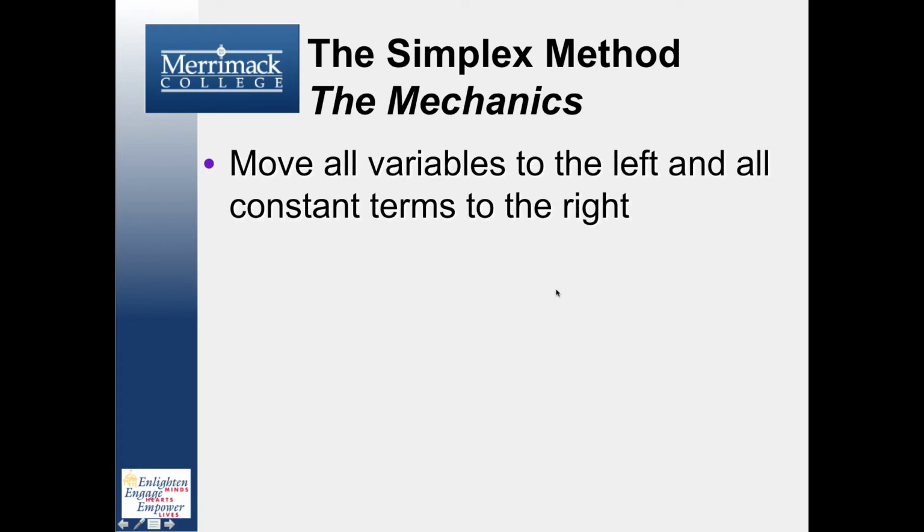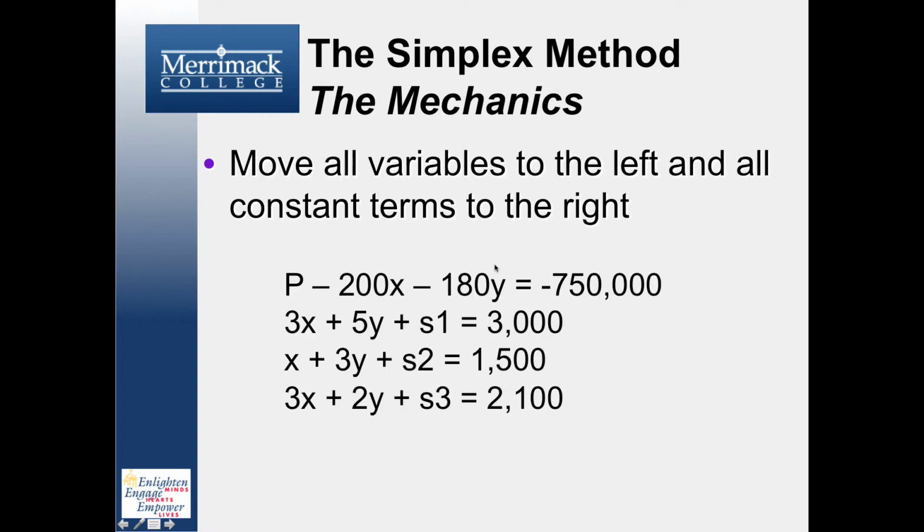And I'm going to move all variables to the left and all the constant terms to the right. So this is my setup now. I want to minimize or maximize this subject to these constraints, but now I've got all equal signs and I've got all the variables on the left and all the constants on the right. Now I'm ready to start using the simplex method to find out, really all I'm looking to do, what are the x and y values that will maximize my objective function.